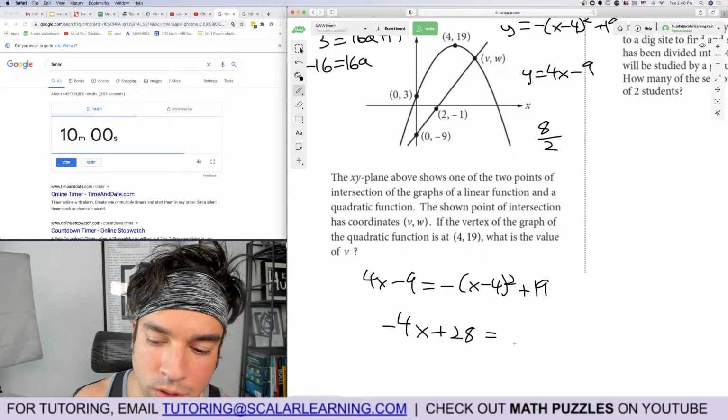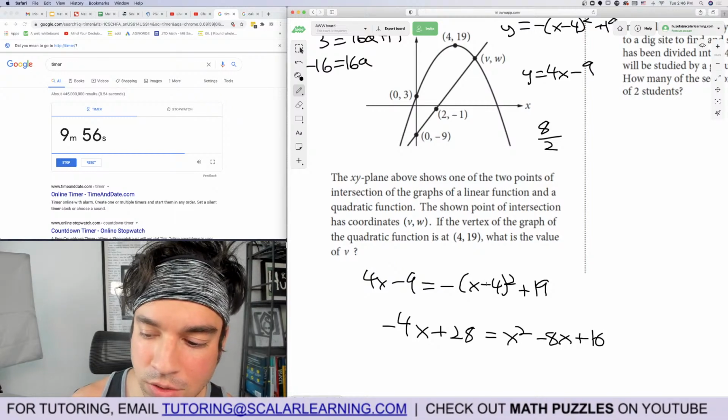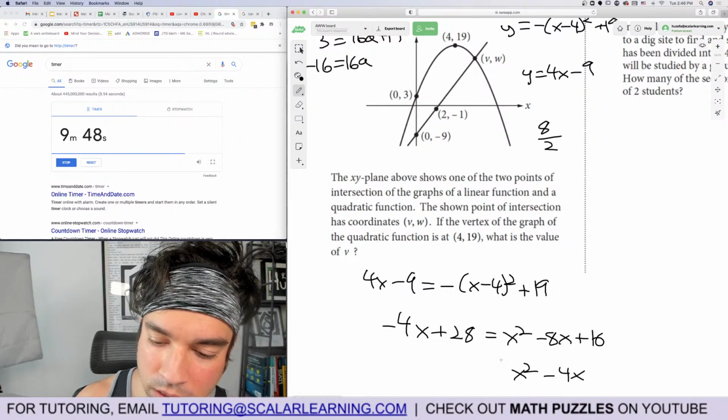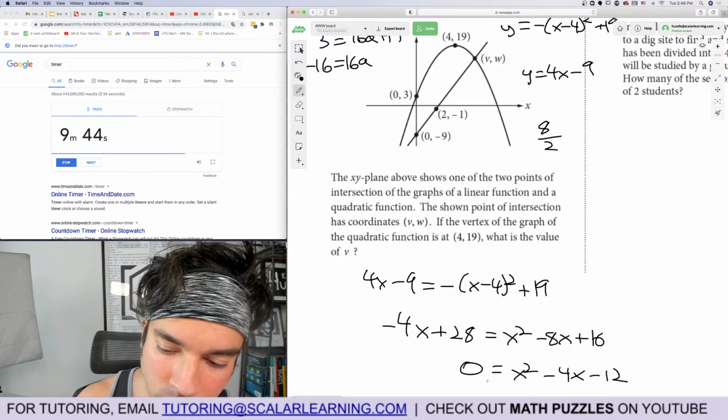And then now I'll FOIL this out. X squared minus 8x plus 16, right? Because it's x minus 4 times x minus 4, yeah? And then this becomes x squared, add 4x to both sides, minus 4x. Subtract 20 from both sides, that's minus 12 equals 0.